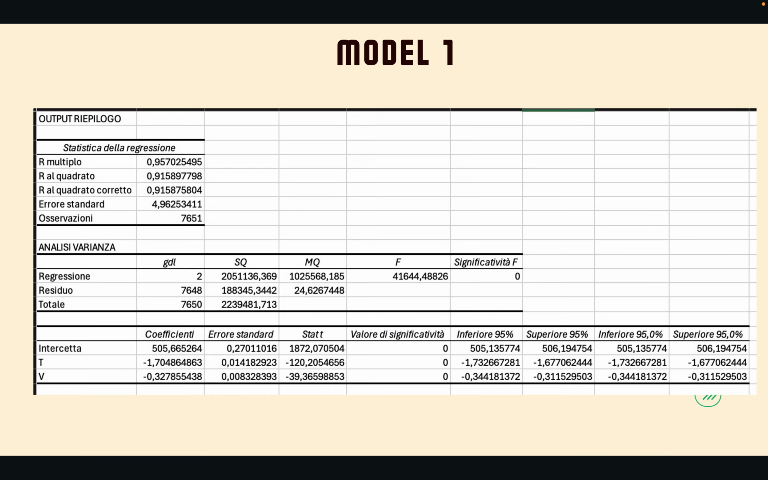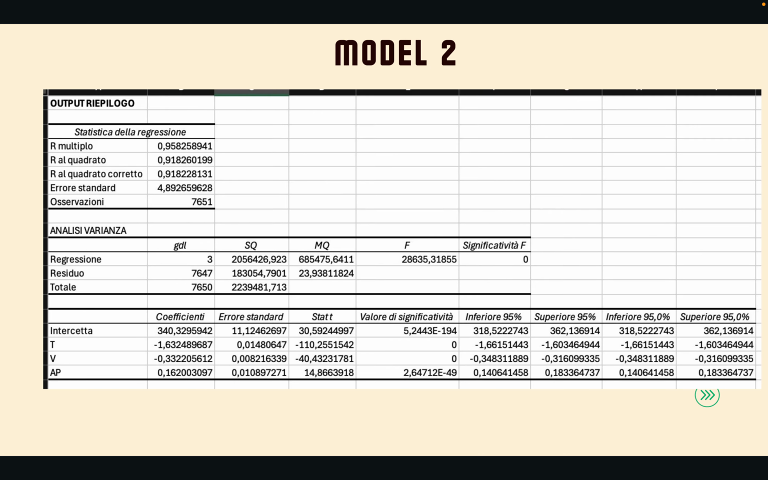We start with Model 1. I ran the linear regression using Excel, and this is the result. R square is quite high, around 92% here, meaning the model fits the data well, and the standard error is about 4-5 megawatts. Next, I tested Model 2. We see that R square remains almost the same, and the standard error is also very similar.